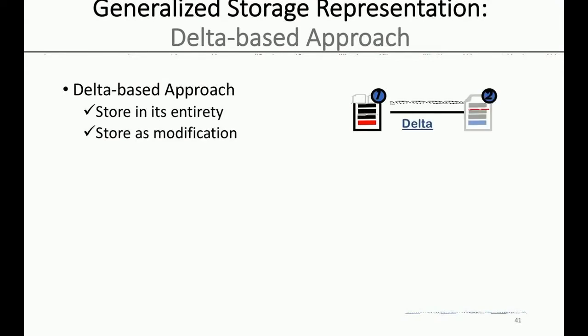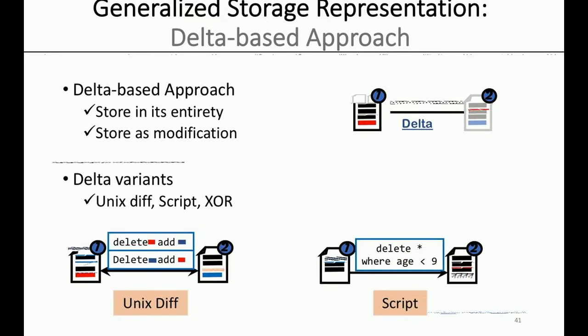Therefore, we are using a delta-based approach. What it means is we can either store some version in its entirety, or materialize it. And for some other version, we can store it as the modification from some existing version. So what is delta here? The delta can be in different formats. For example, we can represent it using Unix diff, or we can represent it using an SQL script. Or for some particular data types, we can even use XOR.